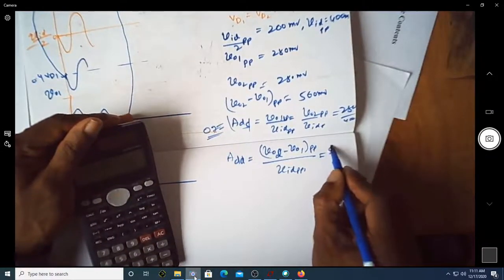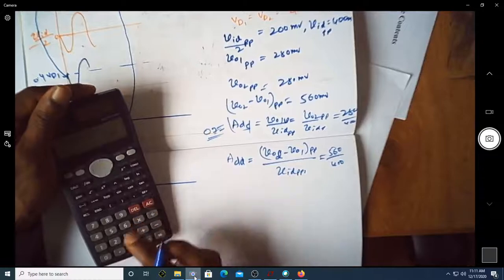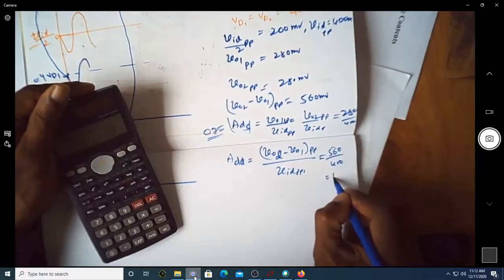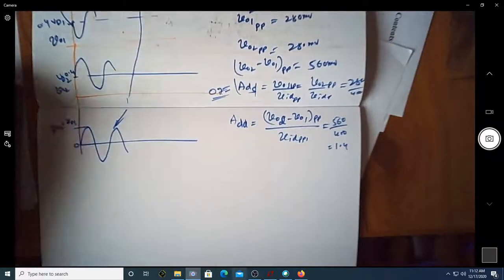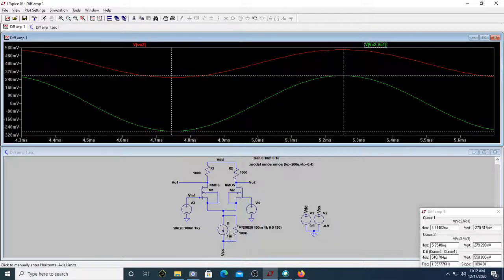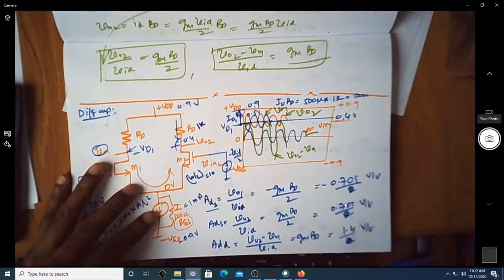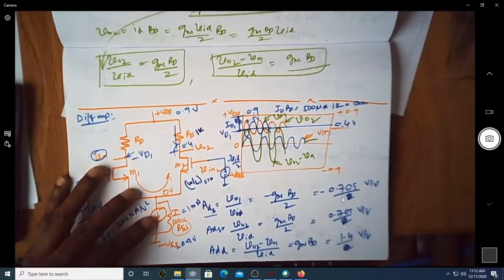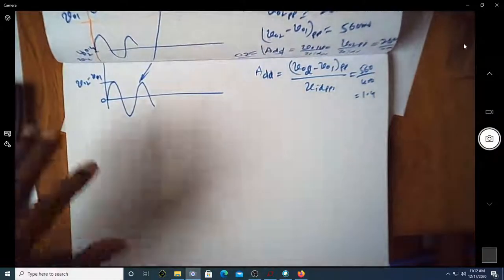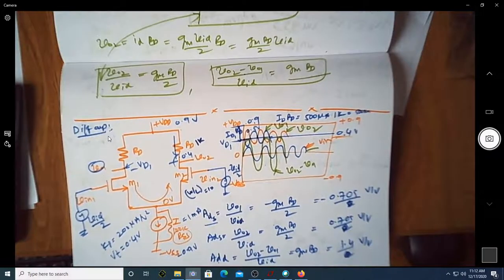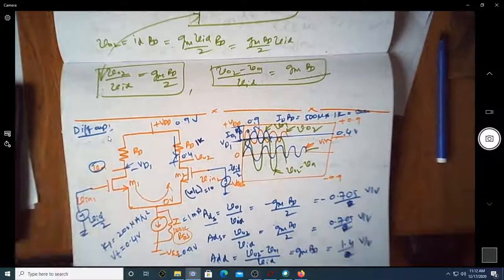Here it is 560 divided by 400, which is 1.4. So even when you put a resistor of 100k, the gain expressions and the measurement values will never change. So it is 0.7, 0.7, and 1.4. That is the two single-ended gains and the differential gain. So there is no impact of the resistance across a current source on the single-ended gain and the differential gain when the inputs are differential.